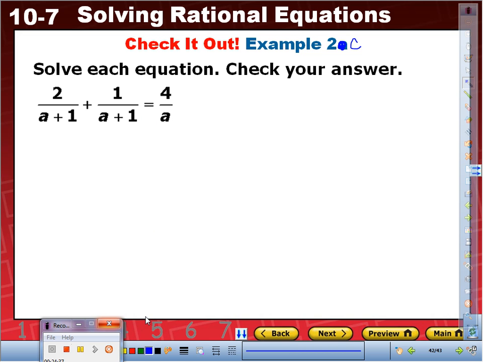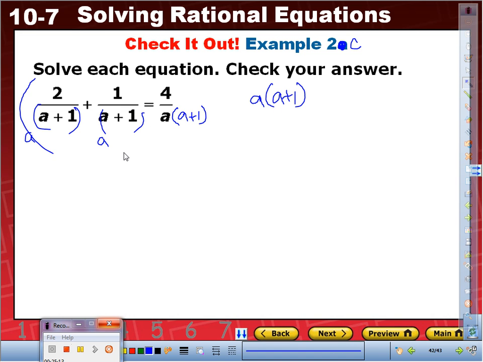Let's do this one together. Here we go. So by looking at it, do these two have a common denominator? Yes. However, this one needs to be multiplied times what that these have? A plus 1. So look at this one. What do these need in order to look like this? Times A. So my common denominator is what? A times A plus 1.